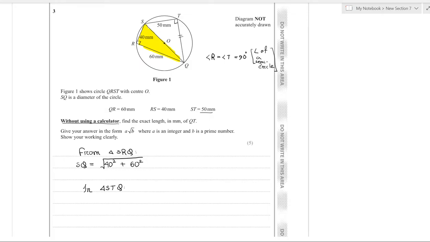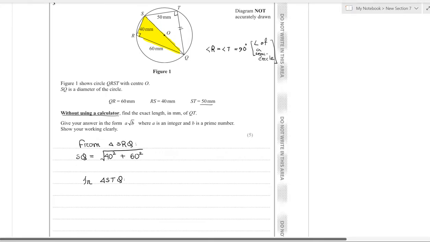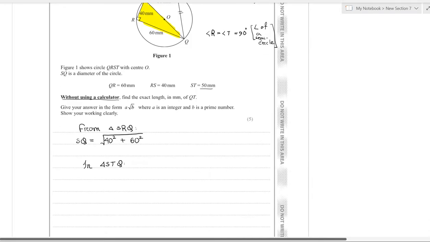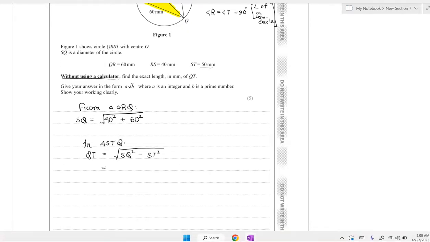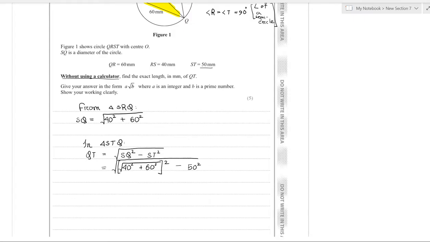Now in the second triangle STQ, SQ is still the hypotenuse, so the equation would be SQ squared equals ST squared plus QT squared. Now if you make QT the subject, you end up with SQ squared minus ST squared, all under the root. The value for SQ would be the square root of 40 squared plus 60 squared, and then again there will be a square. This was just the value for SQ squared. Then subtract ST from it, that is 50 squared, and finally the outer root.